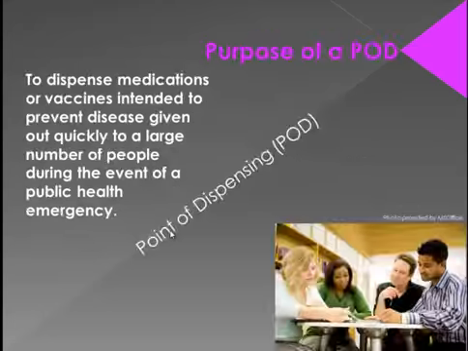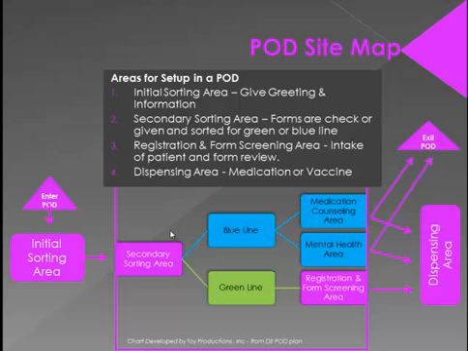Now, the purpose of the pod is really to dispense medications and vaccines so that we can help prevent disease, and the medication and vaccines have to be given out quickly to a large number of people during a public health emergency. So again, it's all about throughput, getting the pill in the people, and we need to do this as quickly as possible. So the pod site map is very important for you to know their areas.